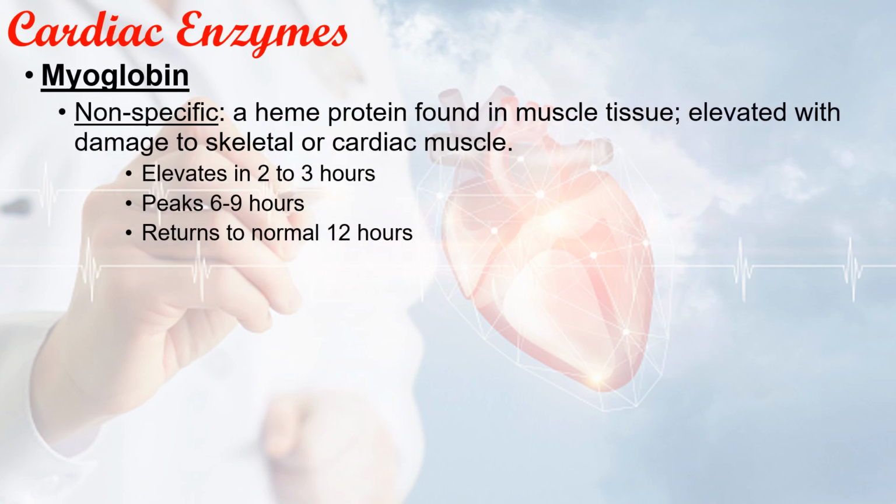Next cardiac enzyme is myoglobin. Myoglobin is also a non-specific cardiac marker because it is a heme protein found in muscle tissue, elevated with damage to skeletal or cardiac muscles. It elevates due to cardiac muscle damage as well as skeletal muscle damage. When we see the time duration, it elevates in 2 to 3 hours, peaks at 6 to 9 hours, and returns to normal in 12 hours.